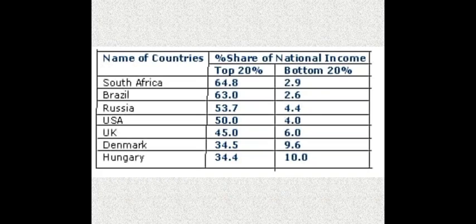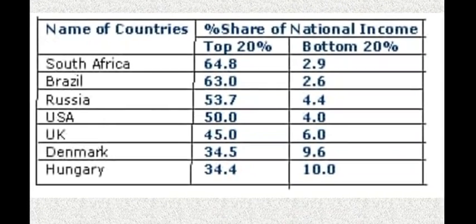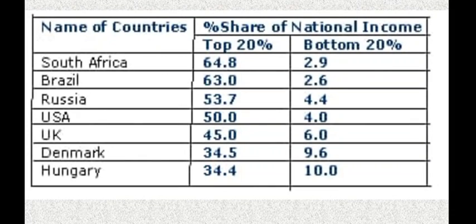Children, through this table, you can see that in democracies there is a very high degree of inequalities. See the table carefully: in democratic countries like South Africa and Brazil, the top 20% people take away more than 60% of national income. Like you heard about in India, Ambani, Birla, leaving less than 3% for the bottom 20% population who are poor, because they are poor, children.